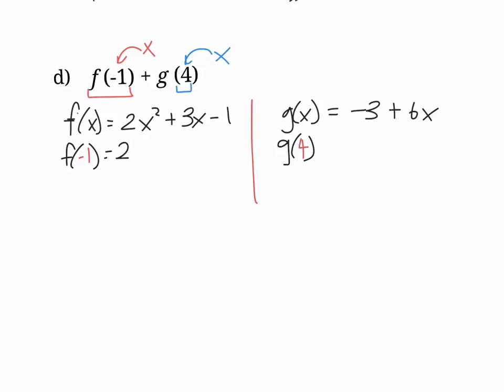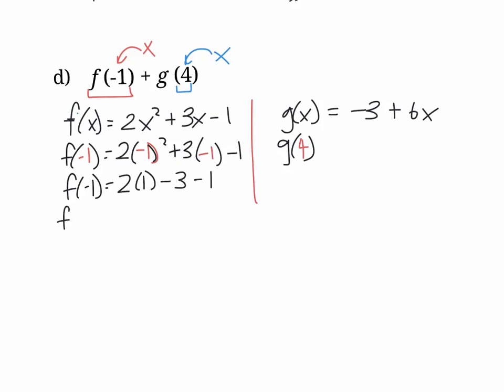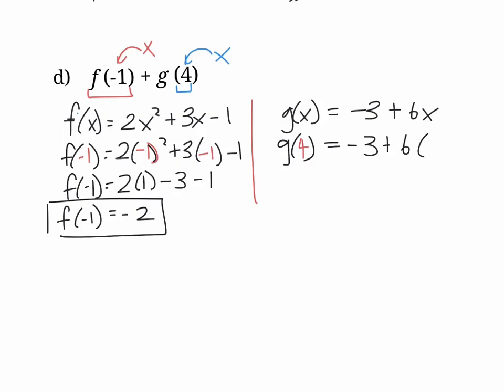So in this function here, we're going to plug in our negative 1. Every time we see an x, and then we got minus 1, so let's finish this off. This is going to be 2 times 1 minus 3 minus 1. We're going to have 2 minus 3, it's negative 1 minus 1 is equal to negative 2. Okay, so here's our f at negative 1. Now let's find g at 4. So every time that I see an x, I'm going to plug in negative 4.